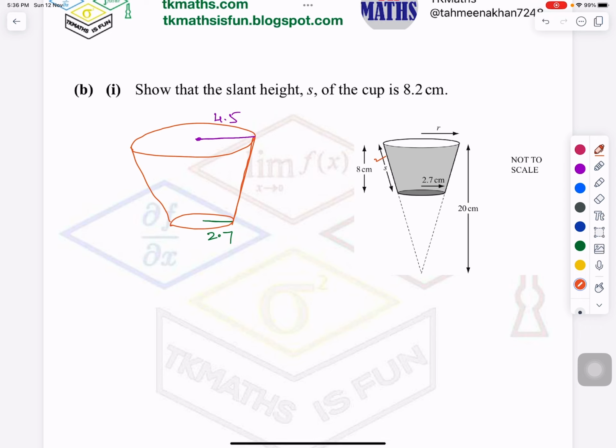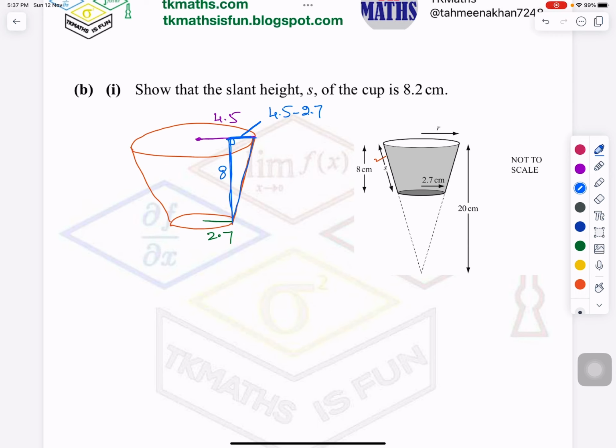Okay, so now if I draw a line from here, perpendicular line, and 90-degree here, so this small portion is my right angle triangle. Agreed? And I know this height. This height is given to me 8 centimeter. This is very easy to calculate. You know why? Because this portion, the small blue portion, is 4.5 minus 2.7. Because the bigger radius is 4.5 and in the bottom the radius is 2.7.